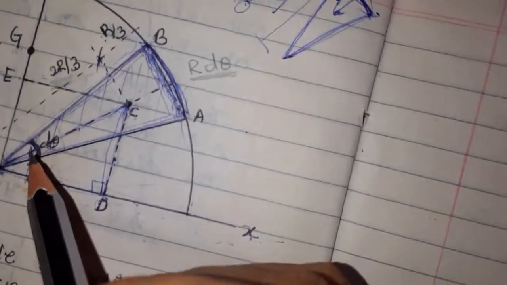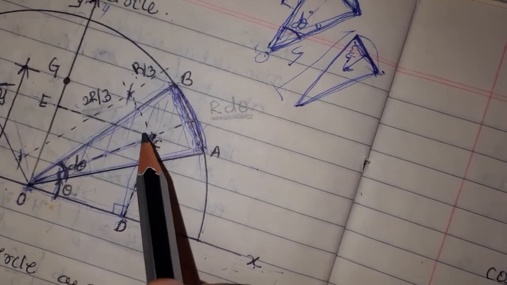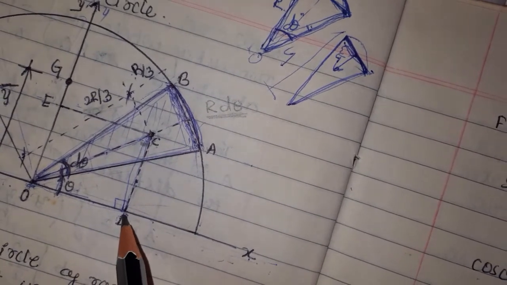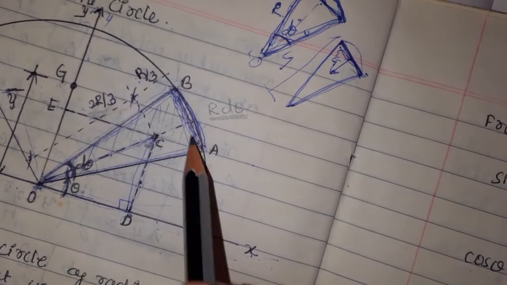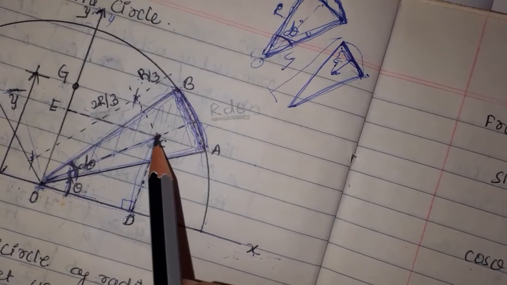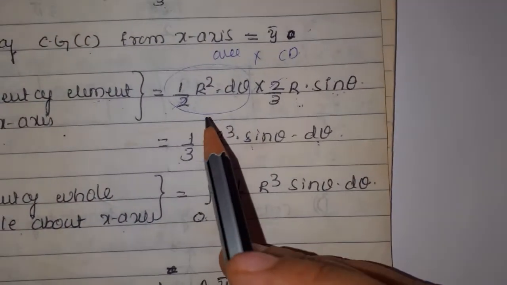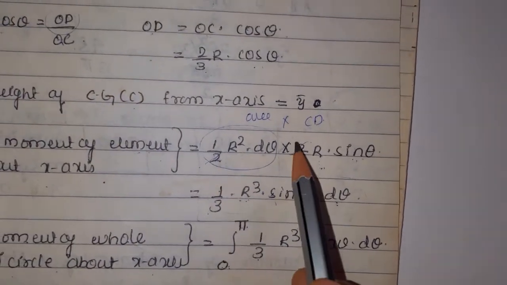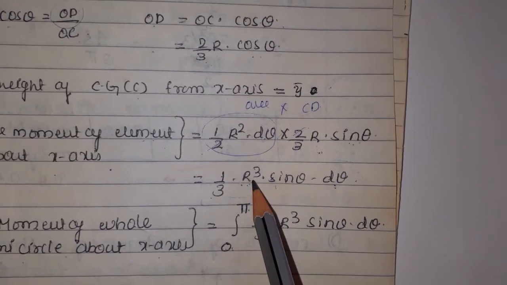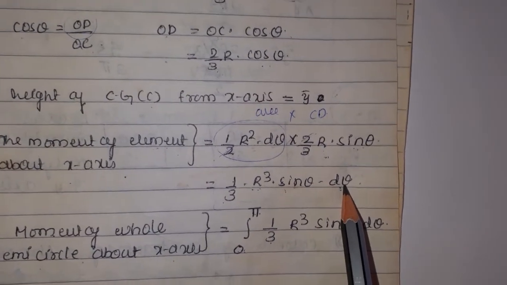So 2/3 of r into sine theta is nothing but CD, which you have found out. This is the perpendicular distance from here to here of this elemental area, because the CG of this elemental area is located at this point. Simplifying this equation, the 2 cancels, so 1/3 is remaining. R square into R is R cube, into sine theta into d theta. So you have got the moment of the elemental area.